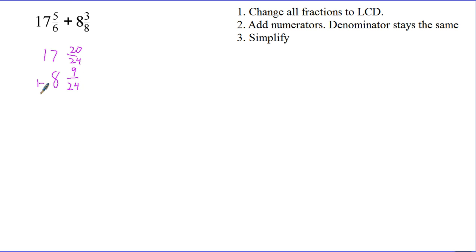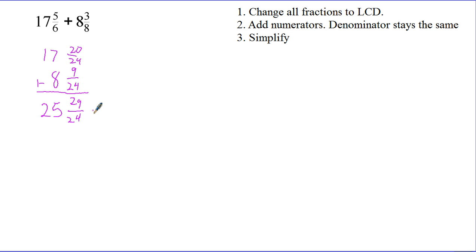That's the old golden rule of fractions. So change all fractions to the common denominator. Add the tops, the numerators. 20 plus 9 is 29. The denominator never changes. So 24 added to 24, still 24. Add the whole numbers, that's a 25.